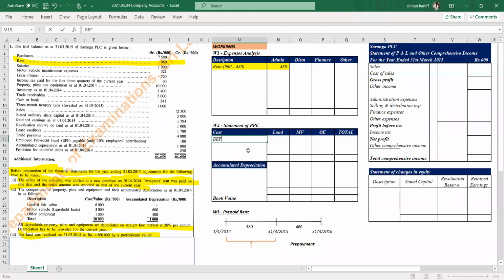Cost. Balance brought forward as of 1st of April 2014. This is the cost. Land value is 6,000, all the values in thousands, so 6 million. Motor vehicle 3 million. Office equipment 1 million. So you can get the total, 10 million.